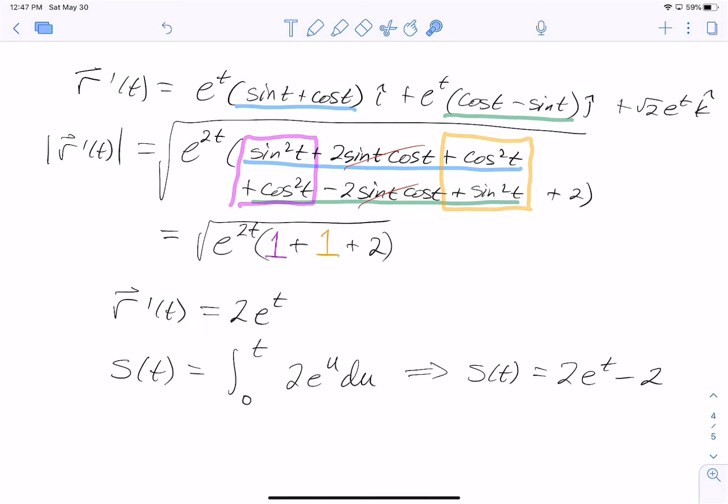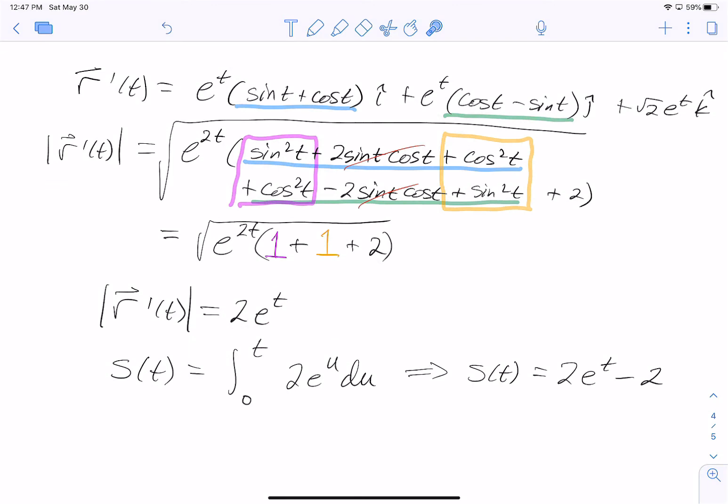The middle terms, 2 sine of t cosine of t and negative 2 sine of t cosine of t, subtract out. And then having factored out the e to the t, the square of the square root of 2 is of course 2. So we get for our magnitude of r prime of t, the square root of e to the 2t times 4. And that of course simplifies to saying that the magnitude of r prime of t is equal to 2e to the t.